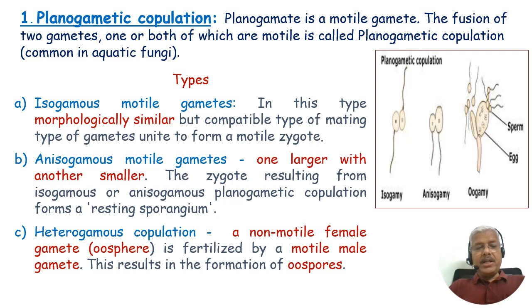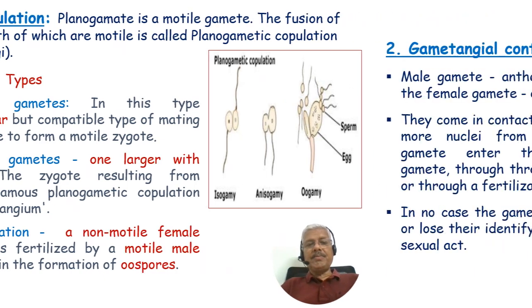The third one is heterogamous planogametic copulation. Here, a non-motile female gamete, that is the oosphere, is fertilized by a male gamete. This results in the formation of oospores, a resistant structure and resting spore. The oospore germinates and produces the mycelium directly.